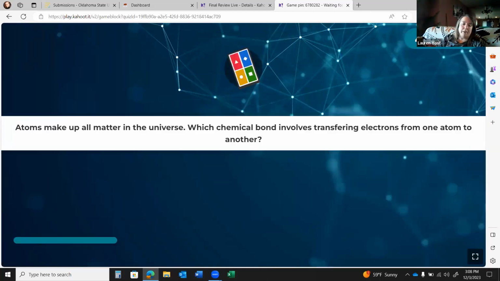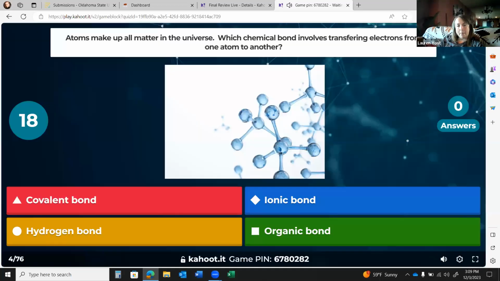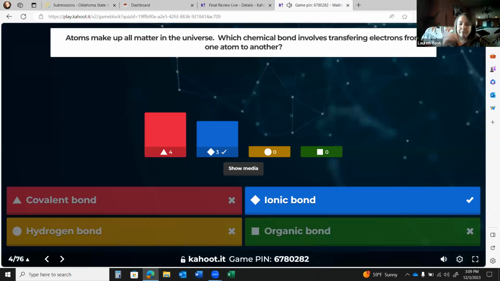Atoms make up all matter in the universe. Which chemical bond involves transferring electrons from one atom to another atom? Reaching real far back. So this one's going to be ionic bond. Good on you guys for kind of splitting it up between covalent and ionic, because that's where we would go. Covalent will be sharing those electrons though. And if you have an actual transfer of electron from one atom to another, that's the ionic bond.